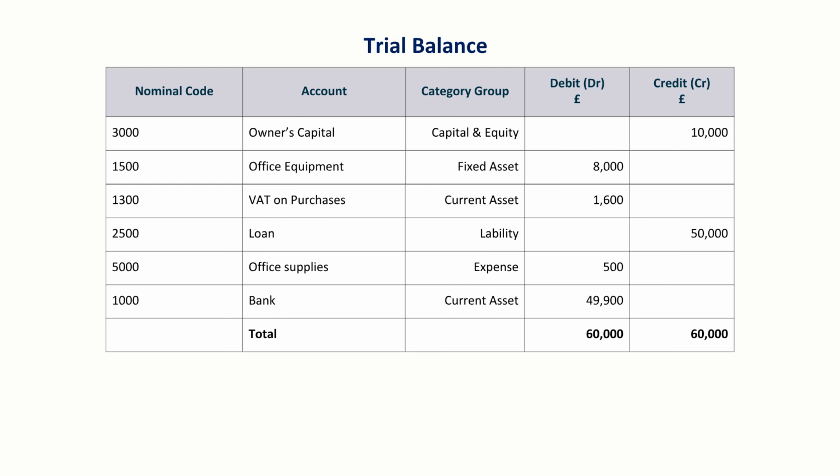The trial balance acts as a check for accuracy, making sure that every transaction has been recorded with equal debits and credits. Although it gives a snapshot of the accounts, its main purpose is to confirm that the bookkeeping is mathematically correct before moving on to preparing financial statements.